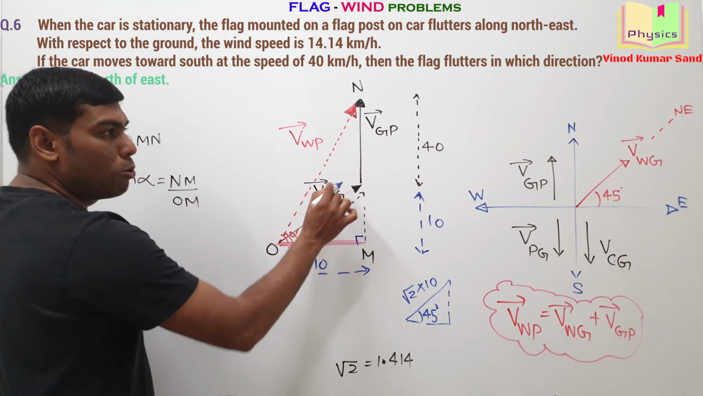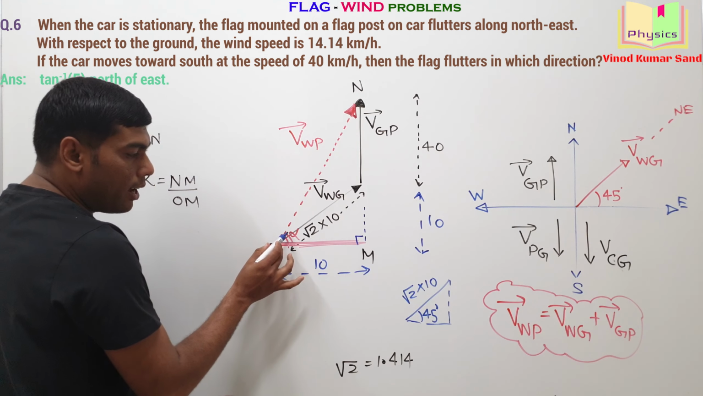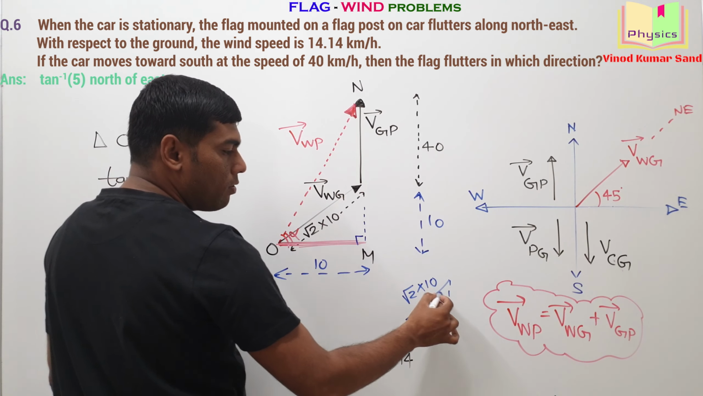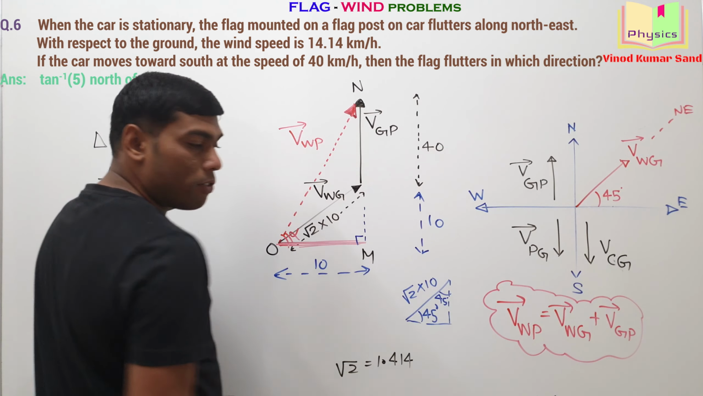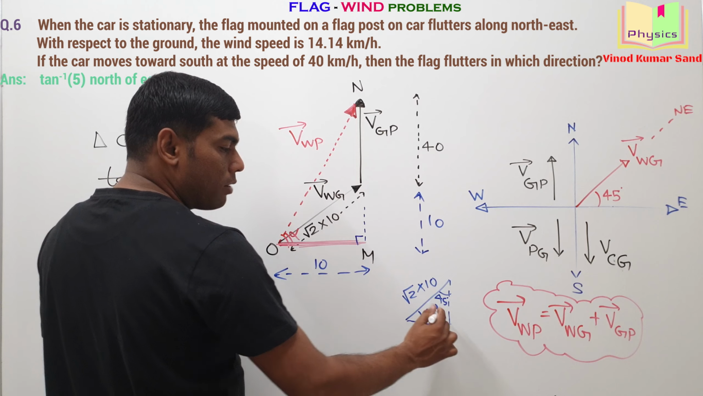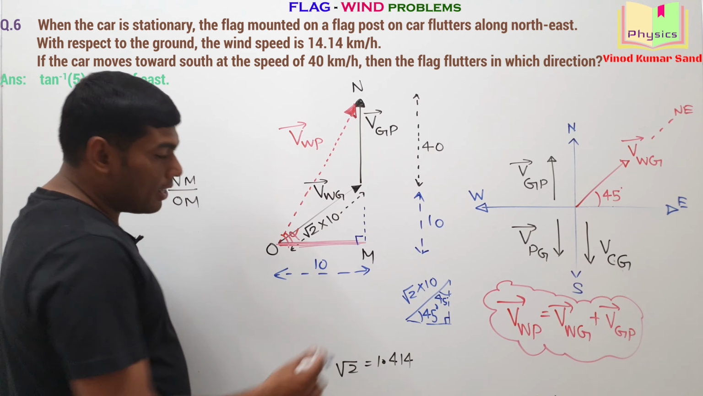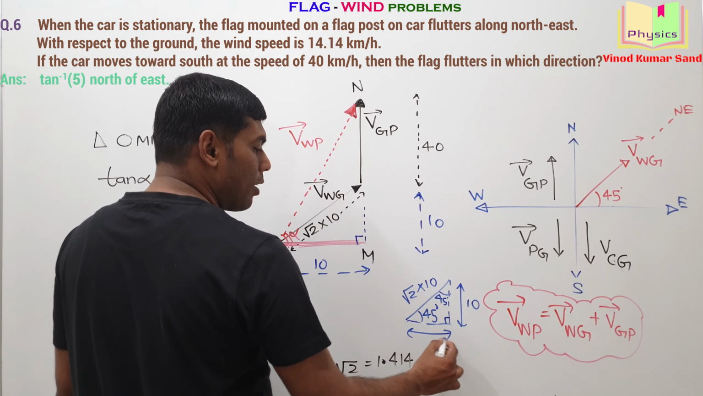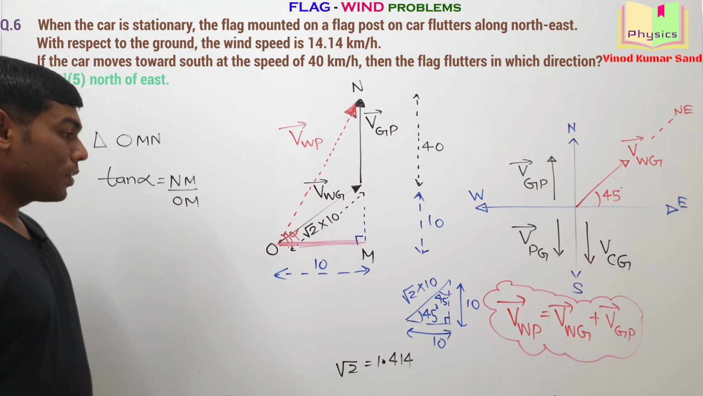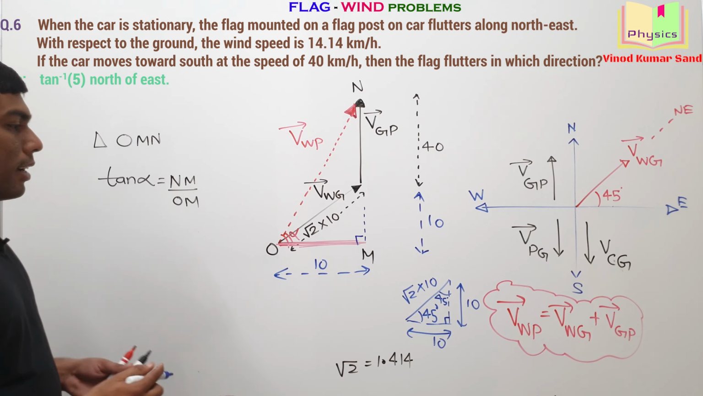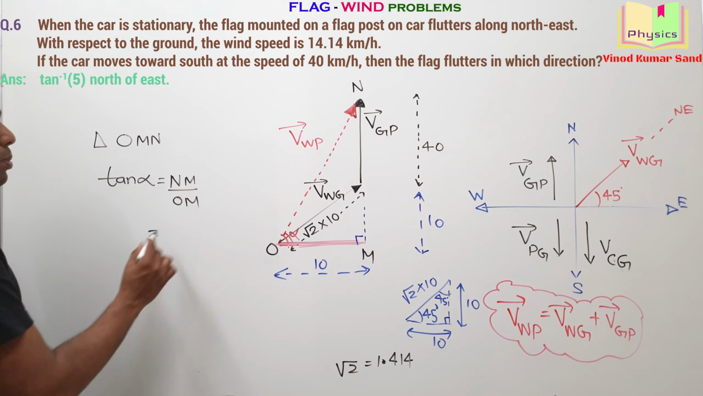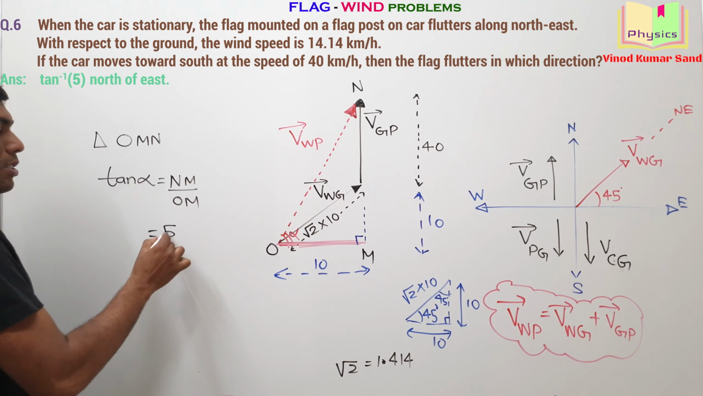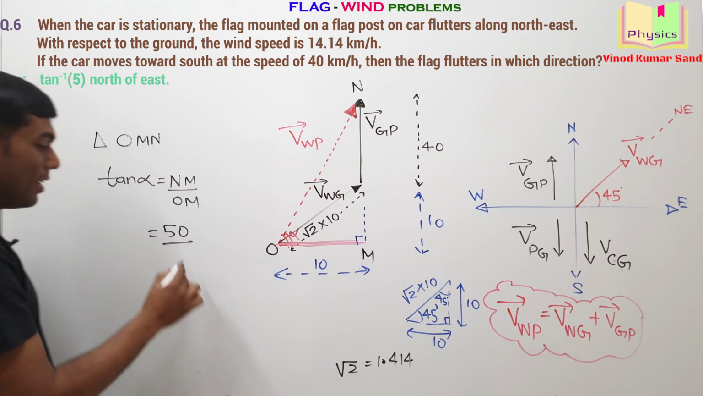VWG was making an angle 45 with the east. So this angle is also 45. This is also 45 here. If this is 45, this is 45, this angle is 90 degree. Anyone can tell this length will be 10 and this length will also be 10. Okay. So I think getting the tan alpha is now super easy for us. This total length NM is visible to us 50. This length OM is 10.